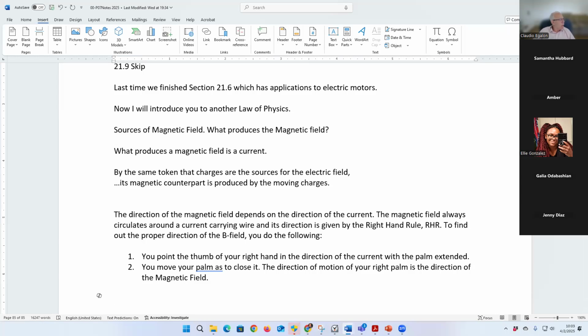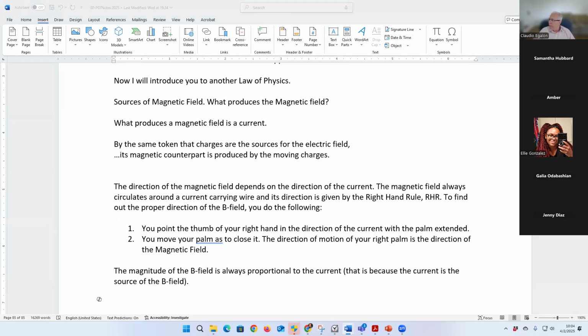What about the magnitude? The magnitude, the intensity of the B field, is always proportional to the current. Always proportional to the current. And don't forget, that's because the current is the source of the magnetic field. So we can write it down in the following way.